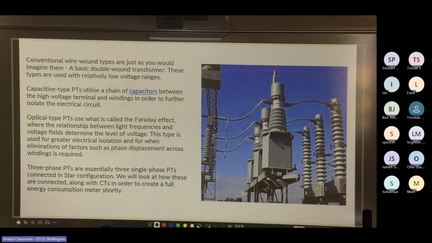We'll look at how these are connected along with CTs in order to create a full energy consumption meter shortly. Now, the reason it's connected in star is because that gives us our neutral point. So going back to transformer basics, star delta. In delta, we have no neutral, so we get 400 volts no matter where we measure. But obviously in star, we get 230 and 400 because we have that neutral point.